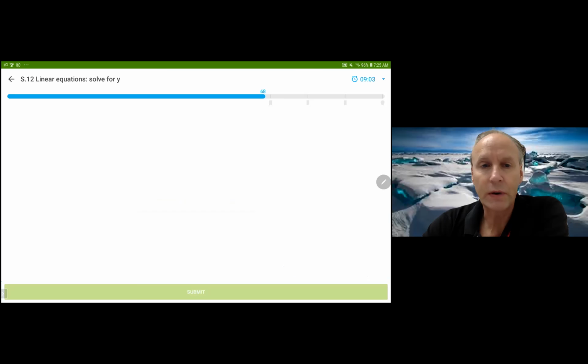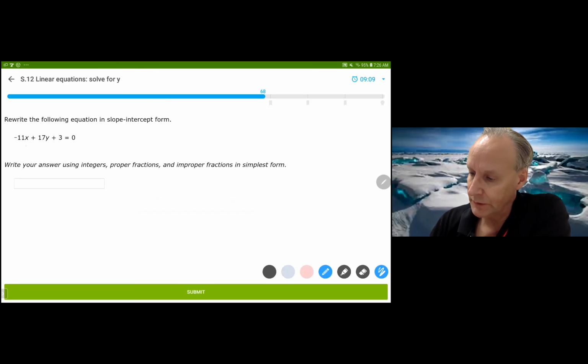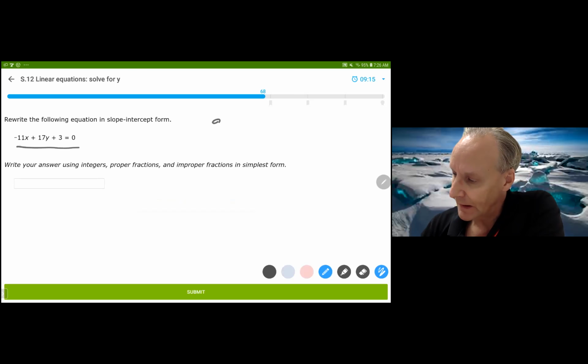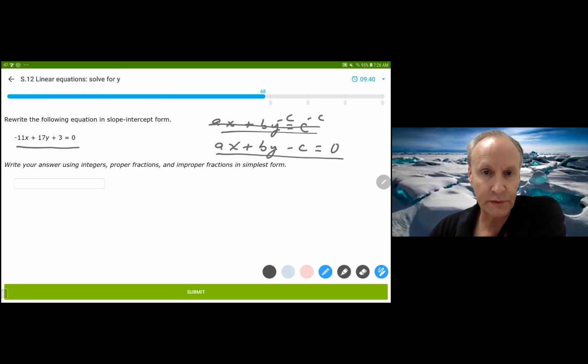If I were doing this for myself, I'd probably do it in my head, but I'm going to go ahead and write it. This is one of the forms that standard form takes. Standard form is usually written like this: Ax plus By is equal to C, but in this particular case, they subtracted the C from both sides, and they wrote ax plus by minus c equals 0, which is the same thing, as you can see. This is one version of standard form. This is another version of standard form. I actually prefer the first version, ax plus by equals c.